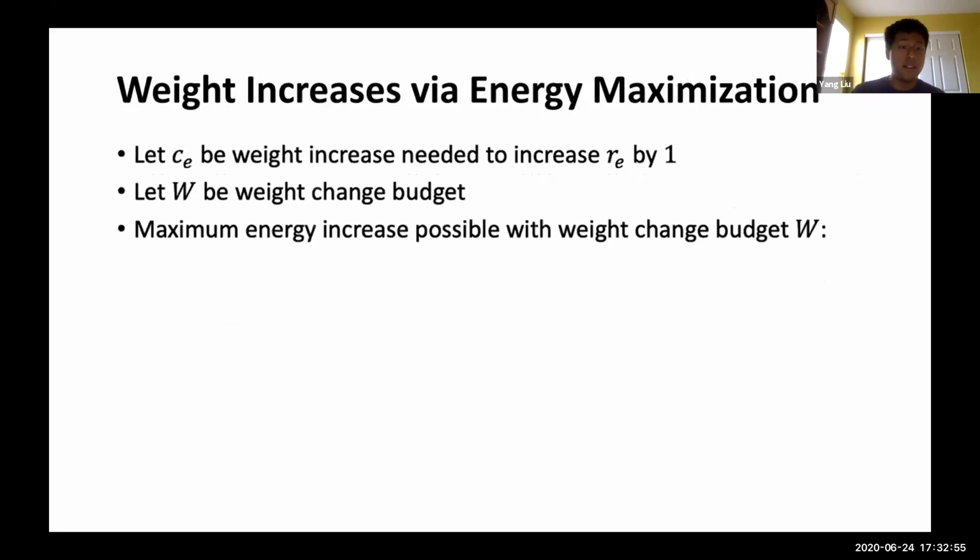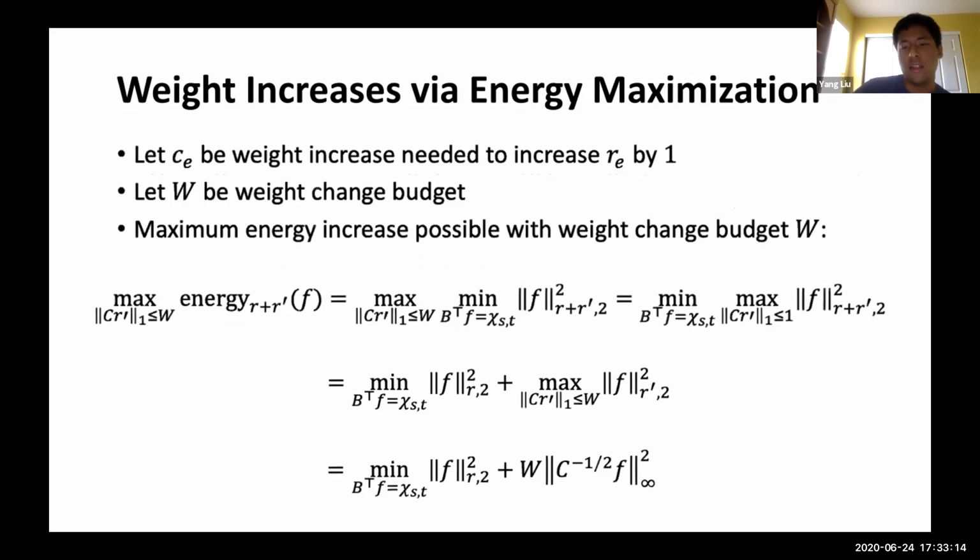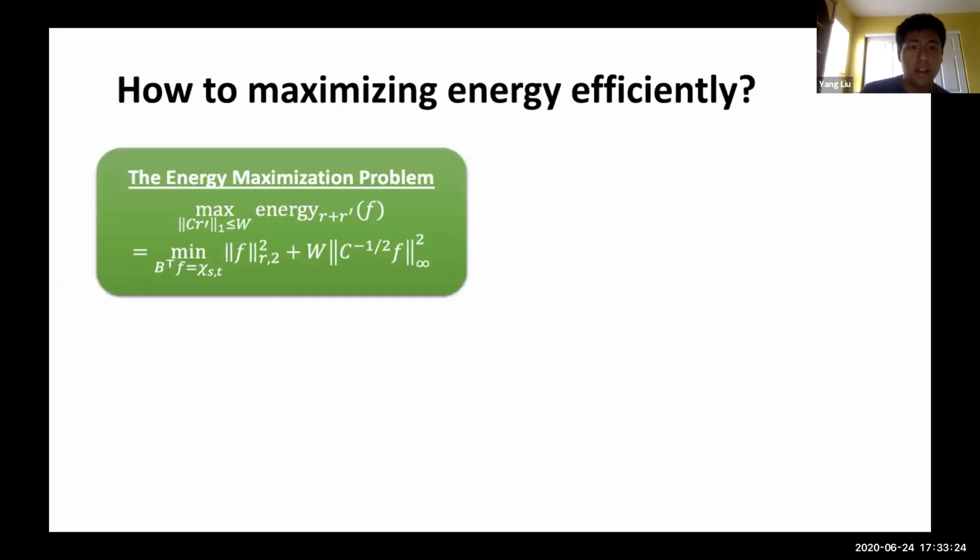So I can increase the resistances by 1 for cost CE, and I want to maximize the resulting energy of the electric flow. Written as an optimization problem, it's a max over the constraint of the energy. Now we know the electric energy is the min 2-norm of the flow, and then you can flip the max and the min and do a calculation to get this final result: it becomes a flow problem where you want to minimize over flows of the 2-norm plus some infinity norm term. So now we need to solve this.